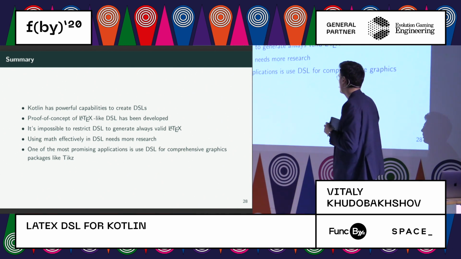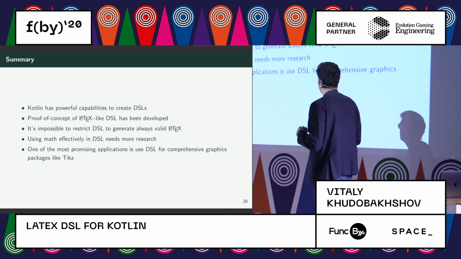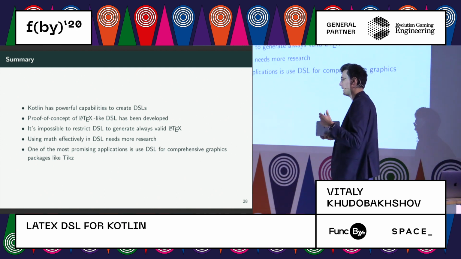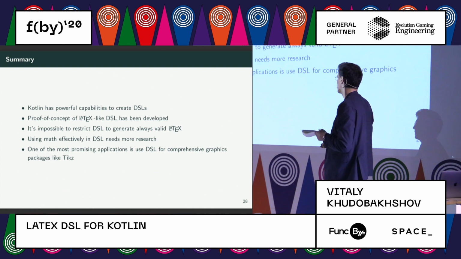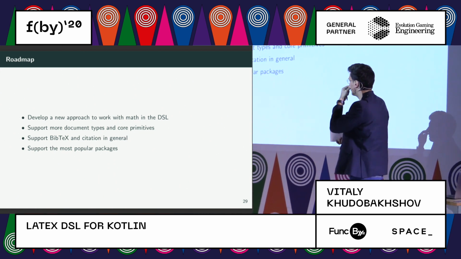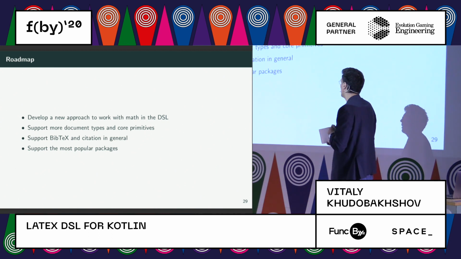I can't understand right now how to create an effective and useful DSL for math, but I believe that the most promising application of such a DSL is comprehensive graphics packages, or maybe tables and other concepts very difficult to use in LaTeX itself. So I have some kind of roadmap, and I'd like to develop a new approach to work with math in the DSL in the near future. I mean, maybe a couple of weeks. I'd like to support more document types and core primitives.